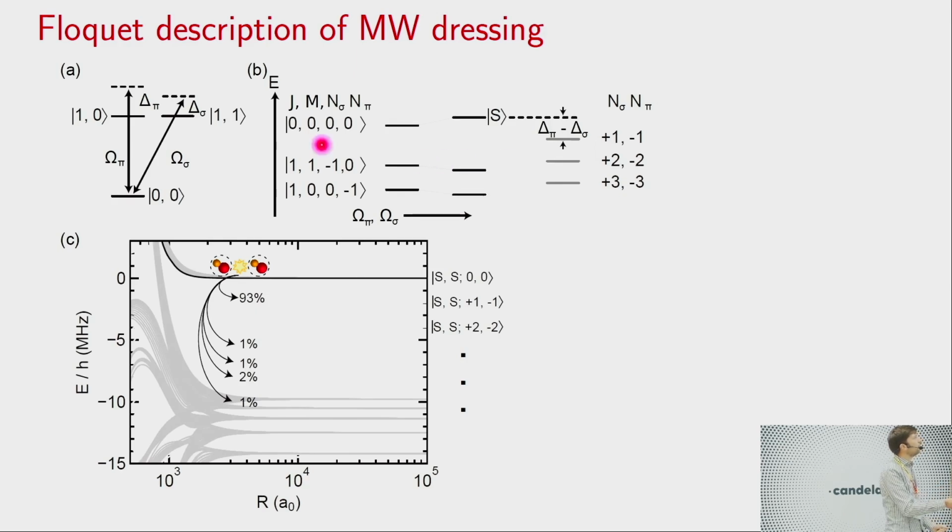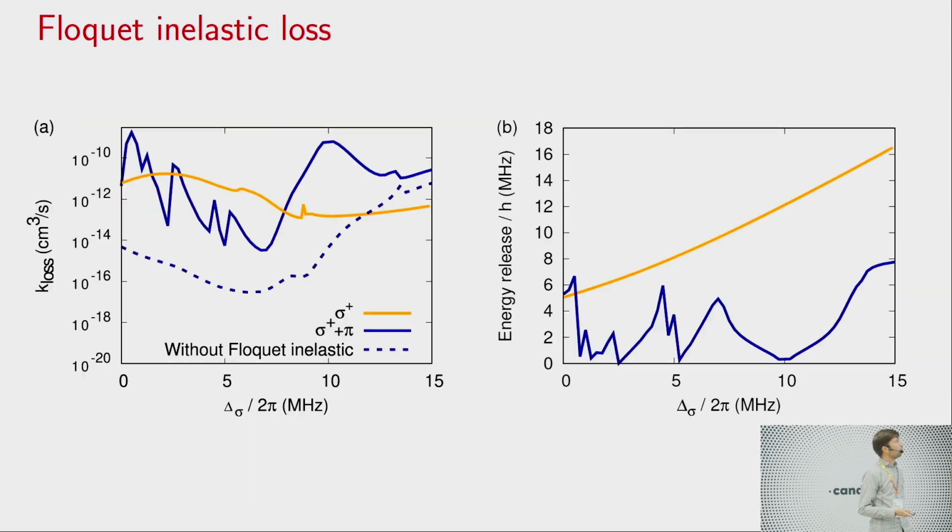So you get down here at 10 megahertz detuned, you have the normal field stressed levels. And then in between, we get a lot of additional Floquet levels. And it turns out that most of the inelastic loss just tends to go to the nearest level. So it means that the energy release in these collisions is much smaller than it typically would be for single field dressing.